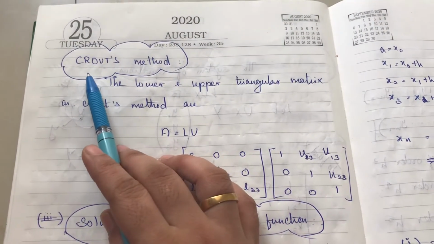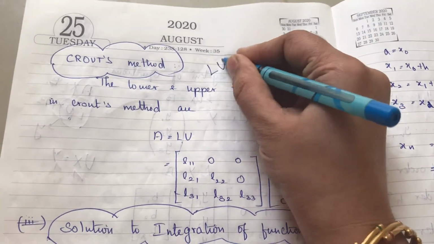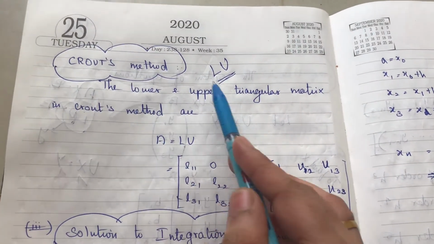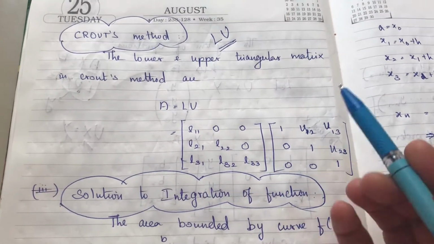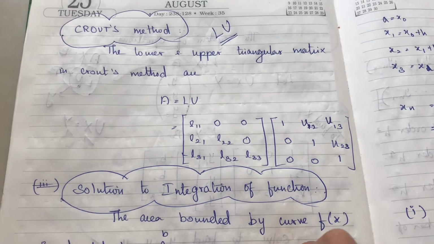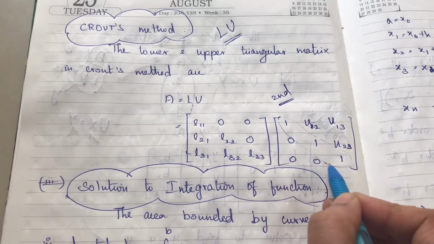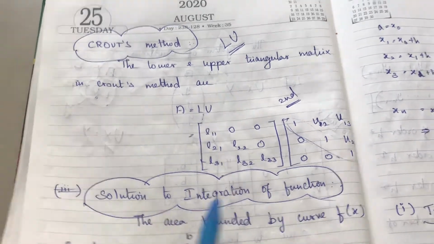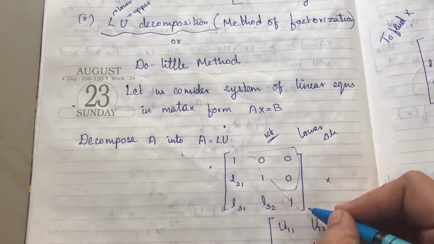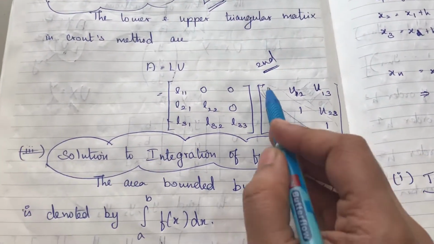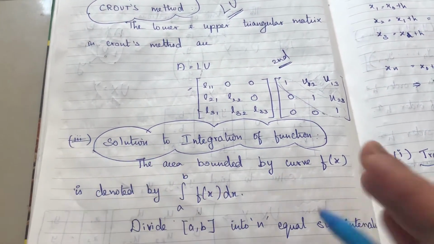Next one, Crout's method, the upper and lower. It is the same LU method, with lower and upper triangular matrices, like L into U. But in this one the second matrix will have the unity in the diagonals, whereas in the previous method the first matrix has the unit in the diagonals. That's the difference here, and all the other things will be the same.